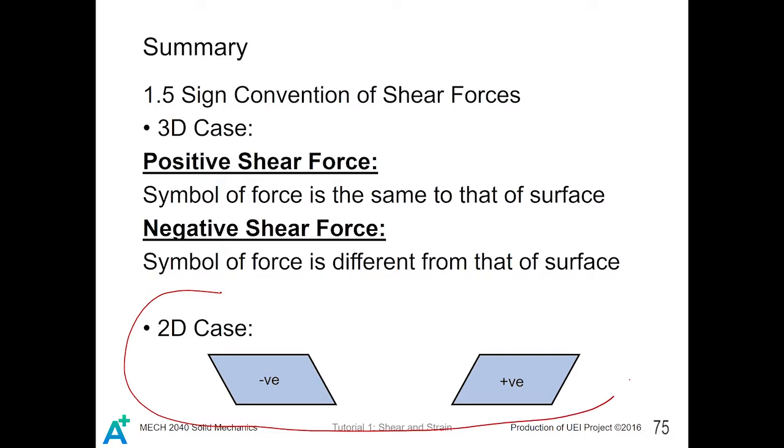And those two are the two cases of sign convention of the shear strain. For the negative shear strain, there will be negative shear force. Similarly, for positive shear strain, there will be positive shear force.